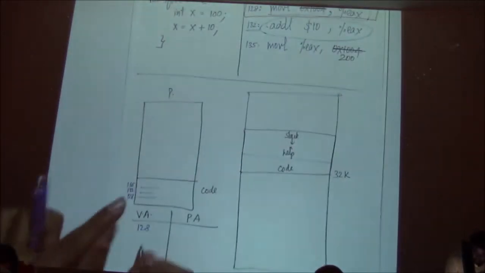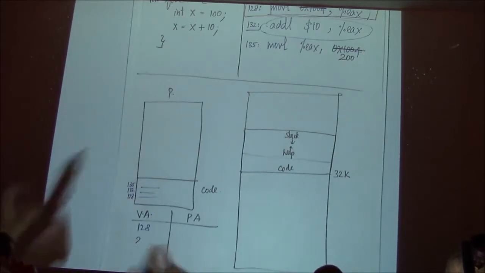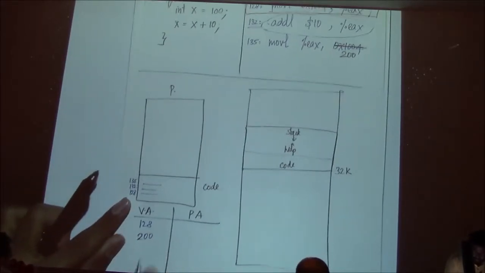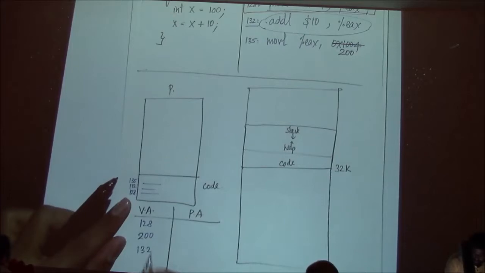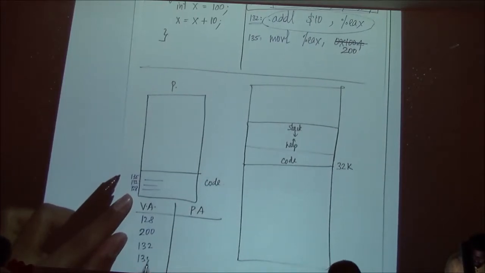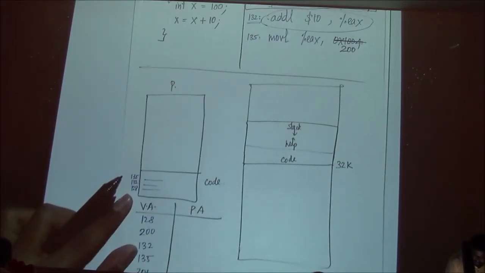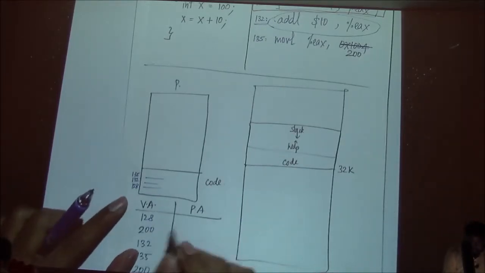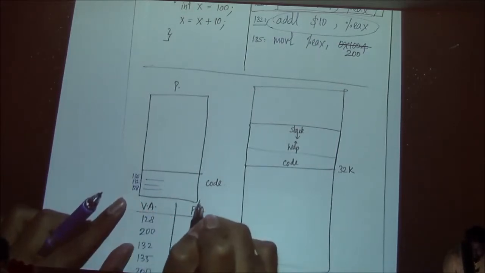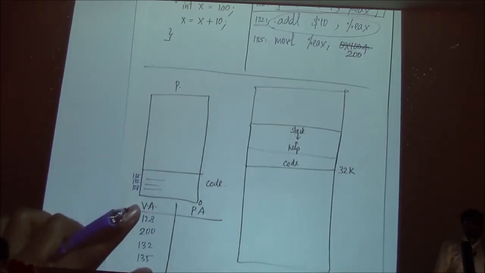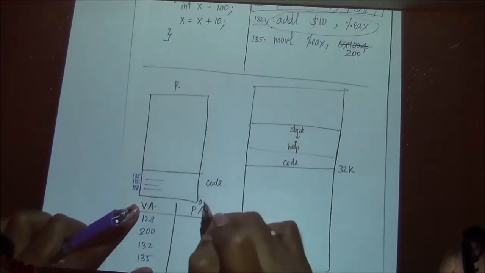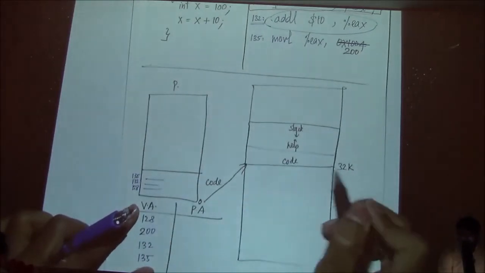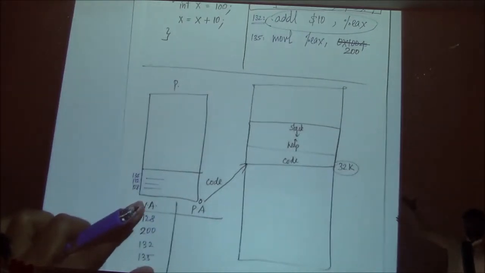Then what are the physical addresses? The second virtual address that is going to be accessed is 200, the third virtual address is 132, the fourth virtual address is 135, and the fifth virtual address is again 200. So in physical memory, what are these going to be mapped to? If you think about it, since we are starting at 0, the 0 just maps to 32K, because it is placed right there.